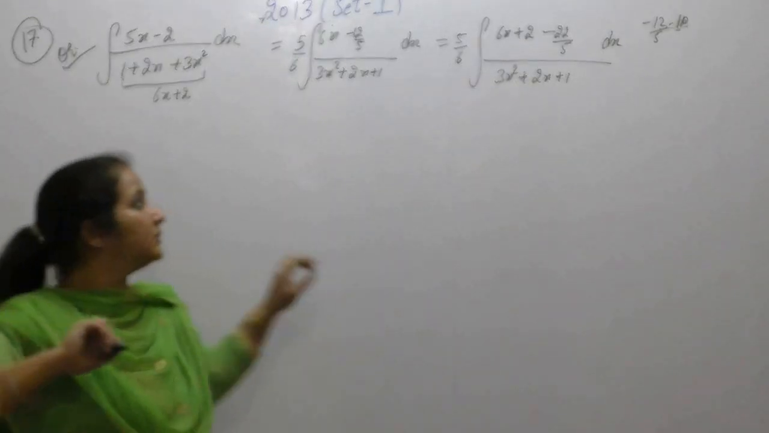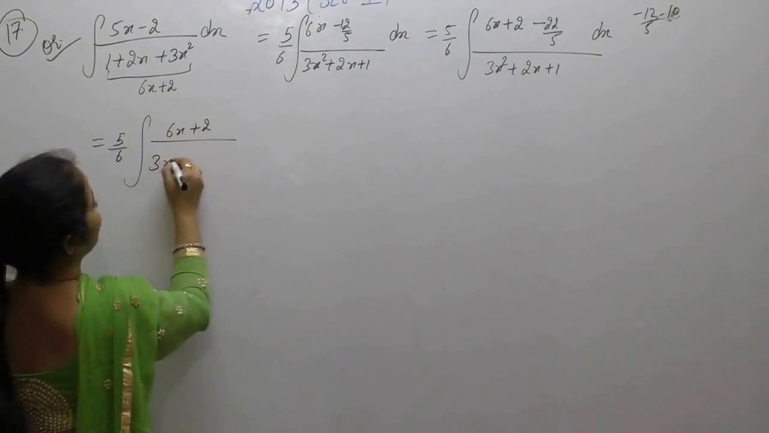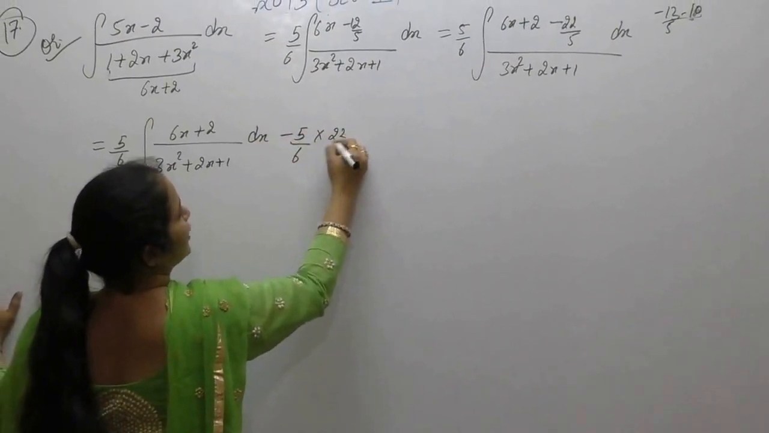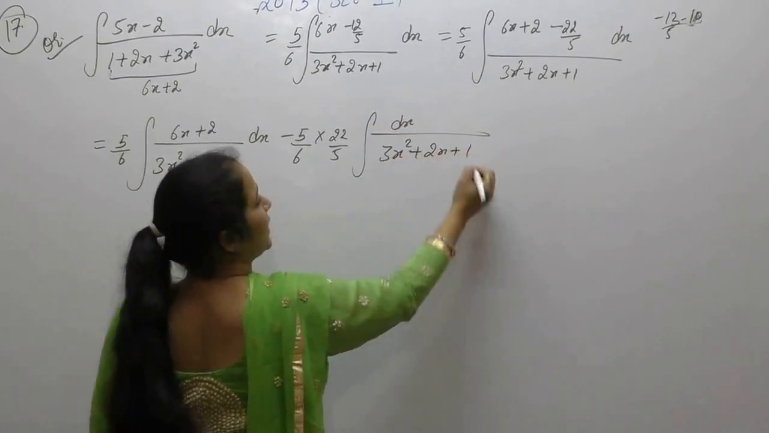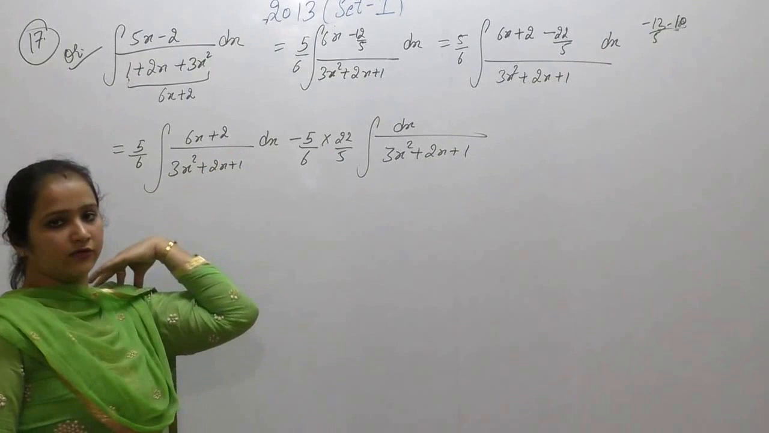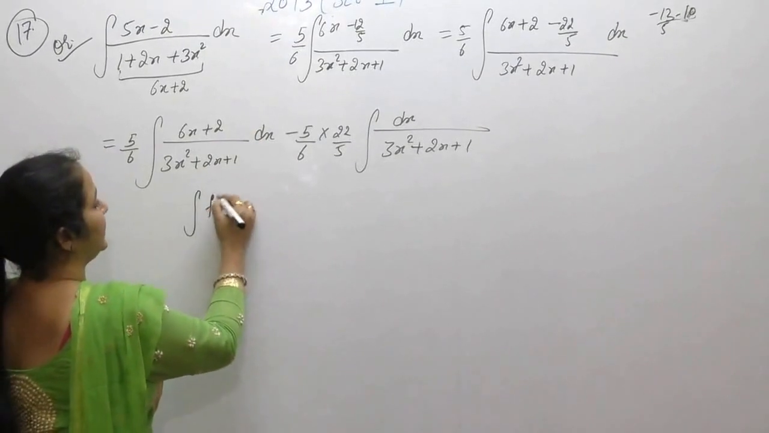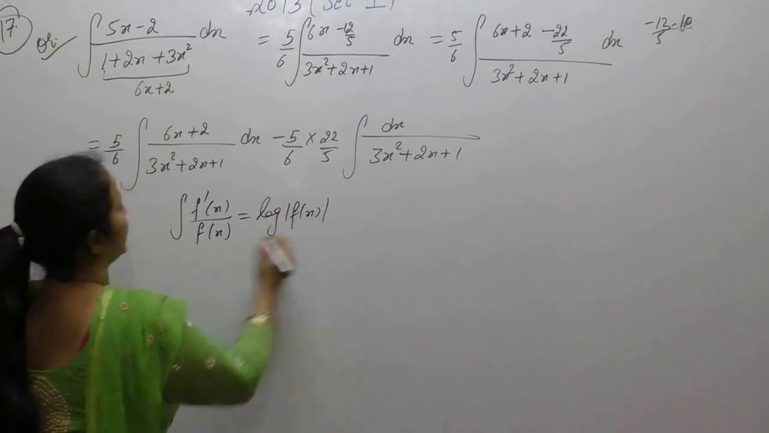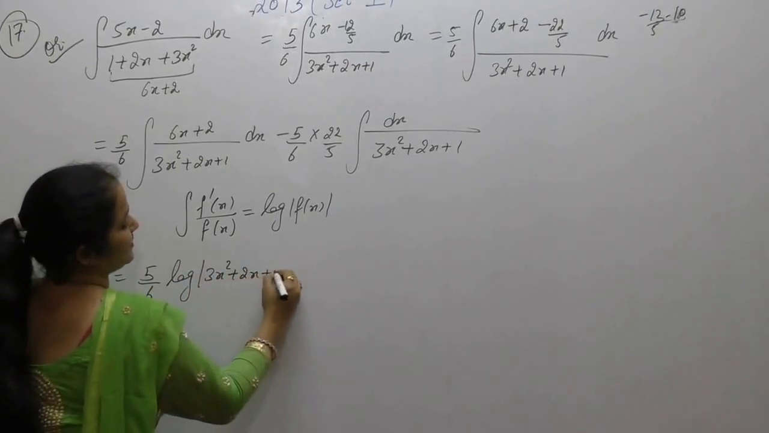Now separate the terms: 5 by 6 integral of (6x plus 2) upon (3x square plus 2x plus 1) dx minus 5 by 6 times 22 by 5 integral of dx upon 3x square plus 2x plus 1. In the first integral, the derivative of the denominator is in the numerator, so this is of the type integral of f dash x upon f of x, that is equals to log of f of x. So we can write it as 5 by 6 log of 3x square plus 2x plus 1.